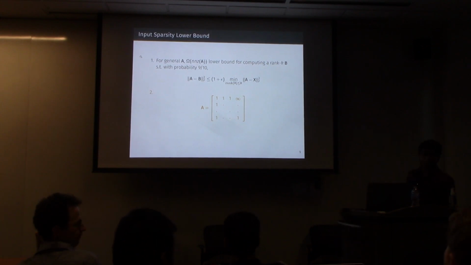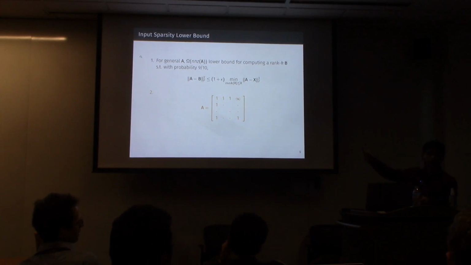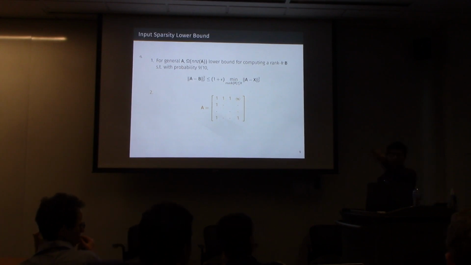Yeah? Can you come up with a counterexample which is sparse? Like a hard instance? Yeah, you could just fix the sparsity pattern for the zeros in this matrix, and it's still a rank 1 matrix. And then you can hide the infinity anywhere. Sure.